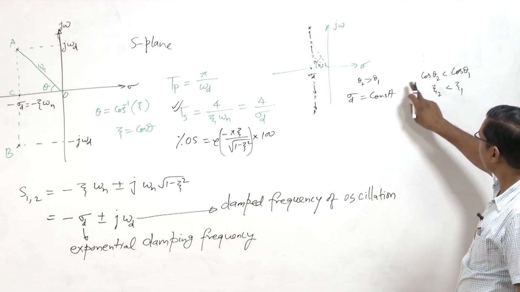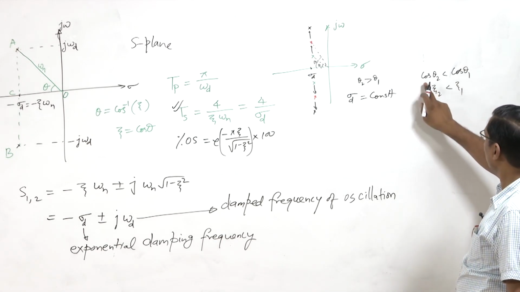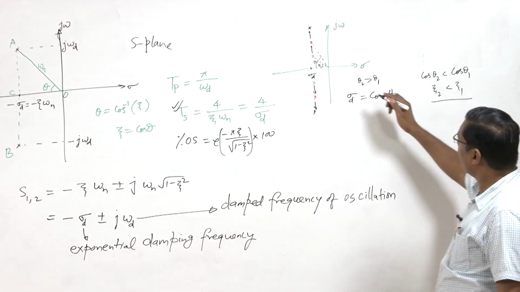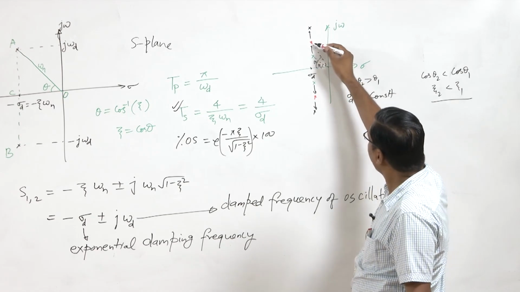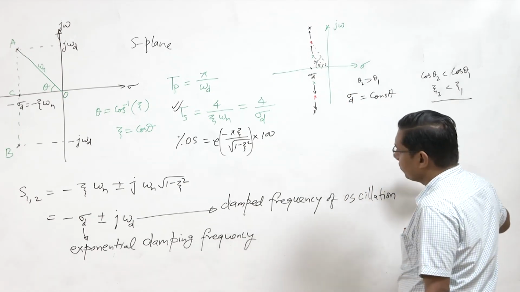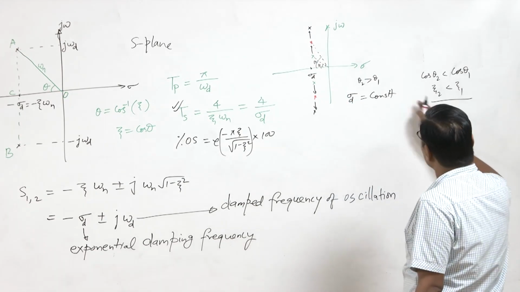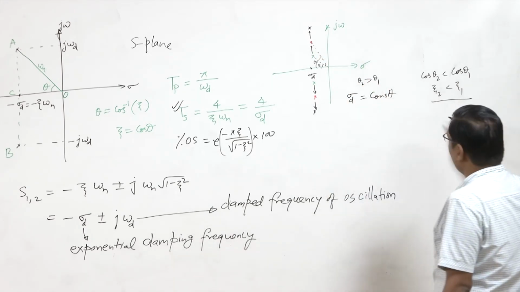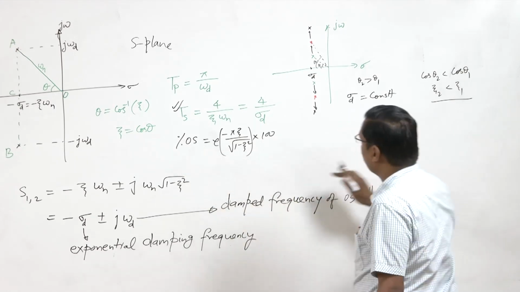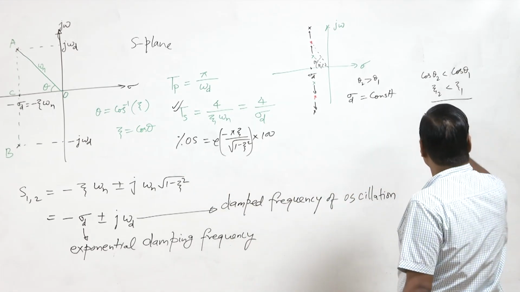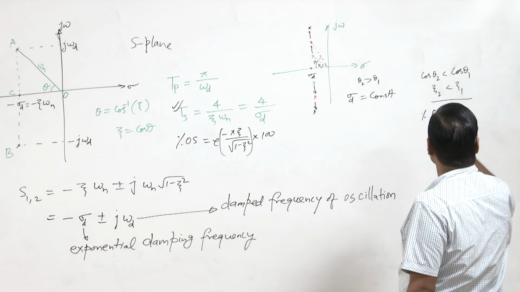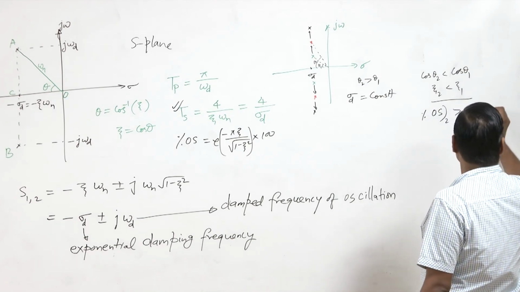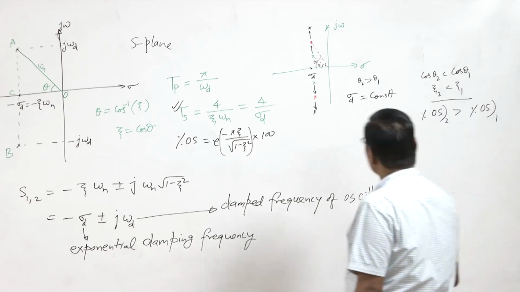So theta 2 is greater than theta 1, so cos theta 2 is less than cos theta 1, so damping. So we have less damping here, when we are moving we have less damping, and so your percentage overshoot is more. So percentage overshoot for 2 is greater than percentage overshoot of 1.